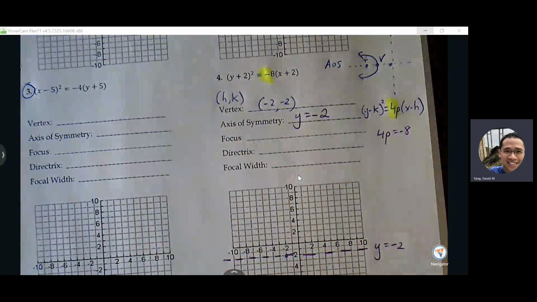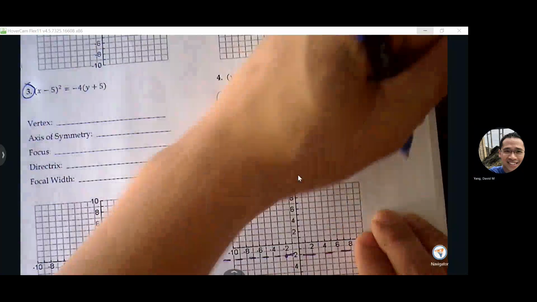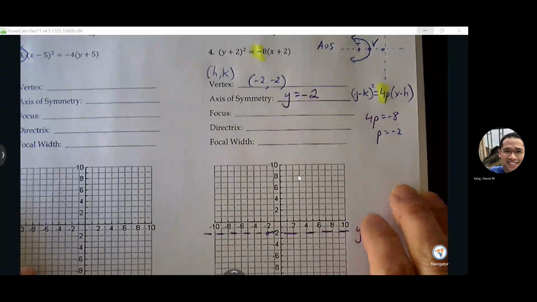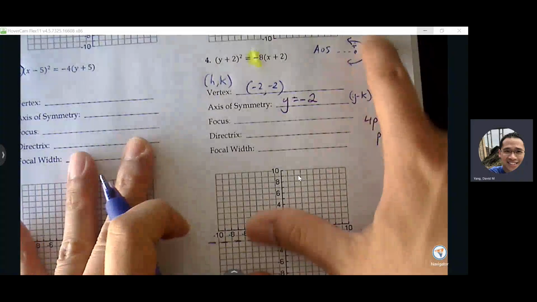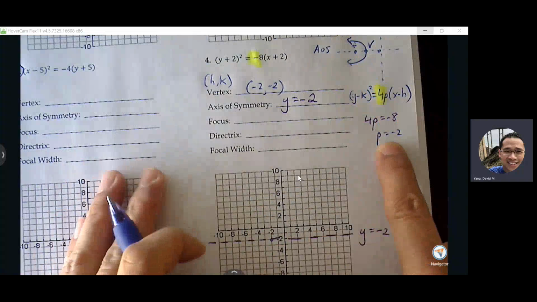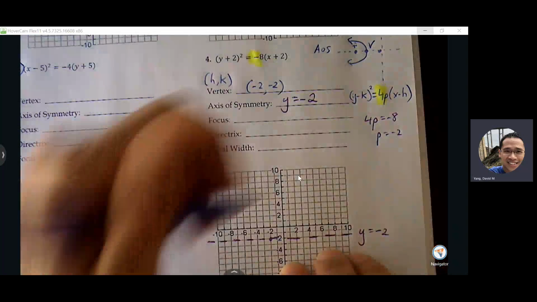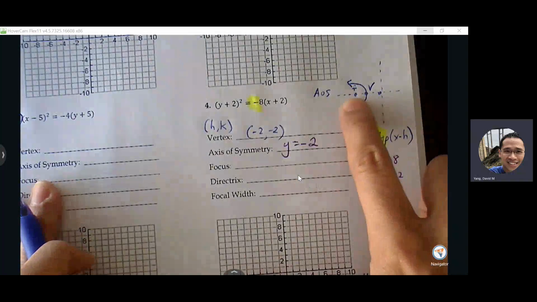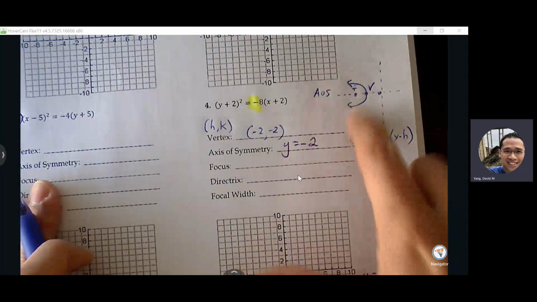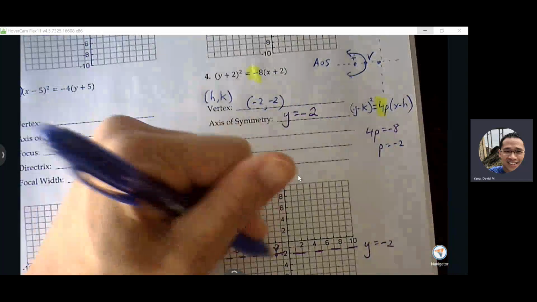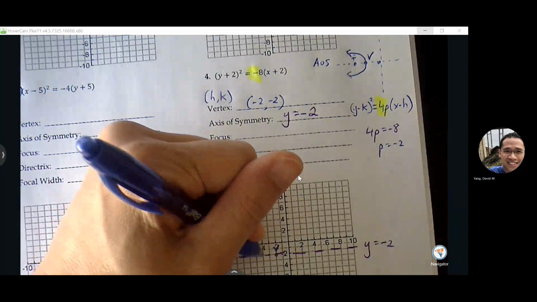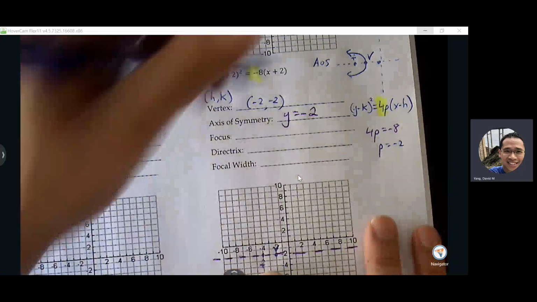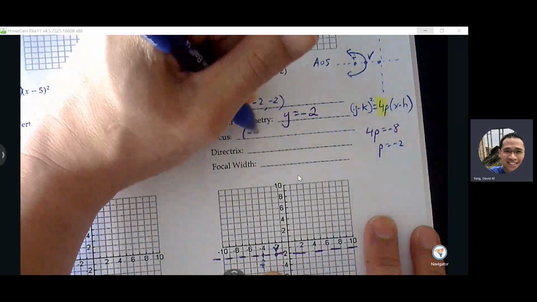Divide by 4. p equals what? -2. Hey, we already took care of the negative. We already know it's going to open to the left. So we just have to count the fact that it's 2 units away from the vertex to get to your focus. Your focus is going to be to the left because it's going to have to be inside the parabola. So I'll go 2 units to the left. Put an F for focus. Go ahead and identify that ordered pair.